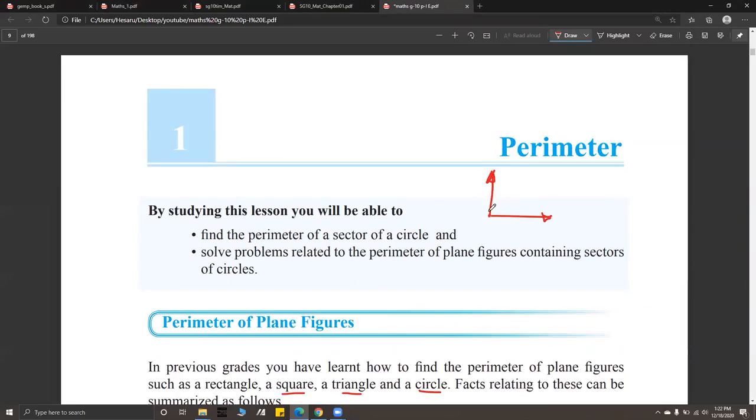So if this is a paper, you have this direction and this direction. So you can just draw it like this, a circle. So a triangle, you can just draw it like this.